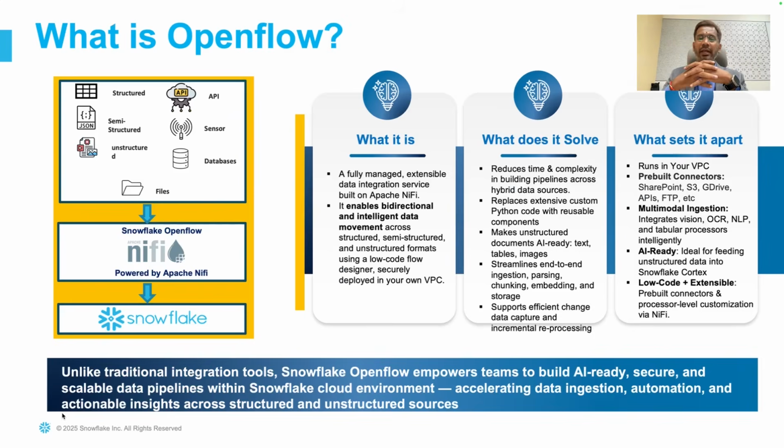Number two, now we are living in an AI era. OpenFlow is able to intelligently process unstructured documents, making them AI ready. With tasks like these, you can do things like text extraction, parsing, chunking, embedding. All that you can do using OpenFlow. You can process vast amounts of documents, get insights out of them, and then feed them to your large language models.